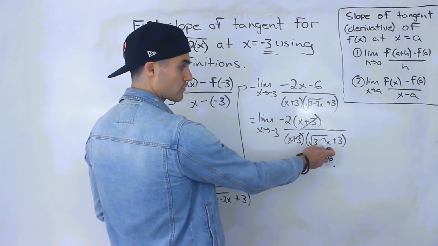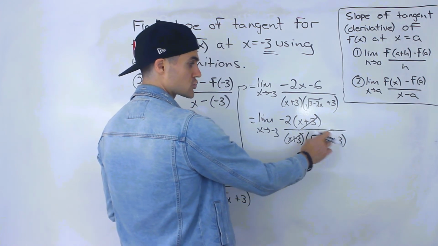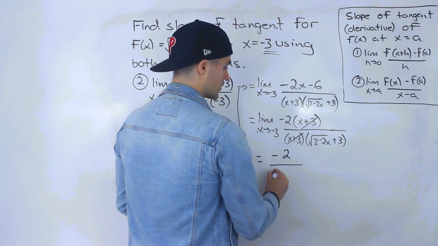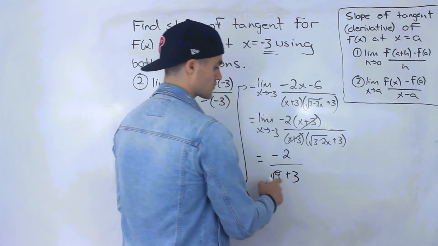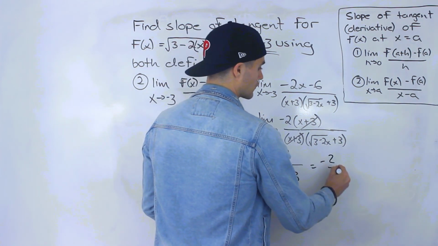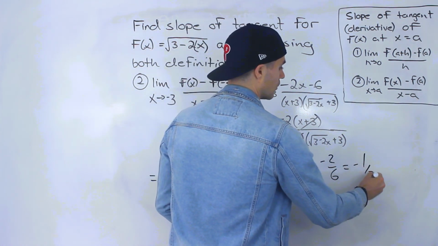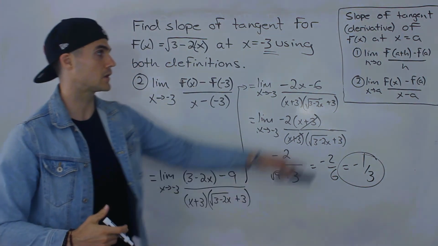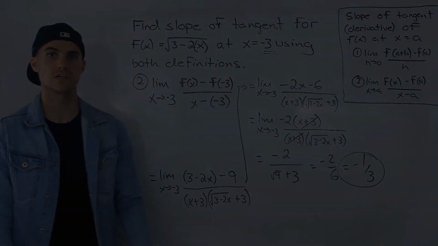So if we plug in negative 3 here for this x value, we'll have the square root of 9. So we'll have negative 2 over square root of 9 plus 3. Square root of 9 is 3, plus 3 is 6. We'd end up with negative 2 over 6, which is negative 1 over 3. And notice that that is the exact same answer that we got when we used the first definition.